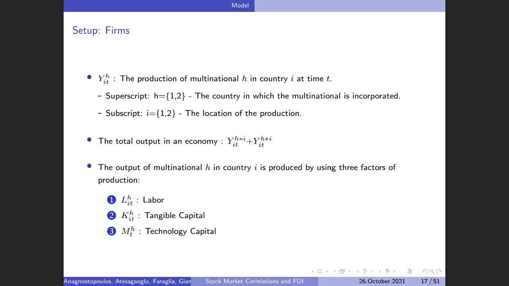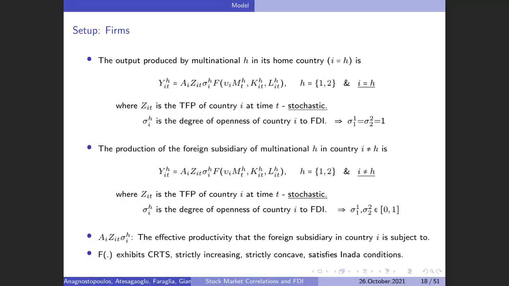Now, that's the trick that we talked about, spillover effects. Now, the production function is going to be looking like this. I'm going to just give you general functional forms now. I'm going to specify which functional forms we pick. Now, production is going to use, let's say, the multinational H producing in country I.